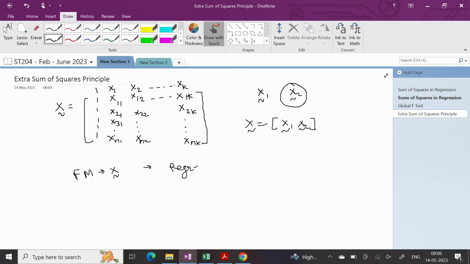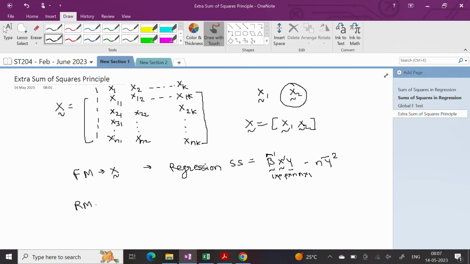So the regression sum of squares corresponding to this full model will be beta hat prime X prime y, correct? Because this beta hat prime is 1 cross p, this is p cross n, and this is n cross 1, so finally I get 1 cross 1. So beta hat prime X prime y minus n y bar square, correct? That is my regression sum of squares for the full model.